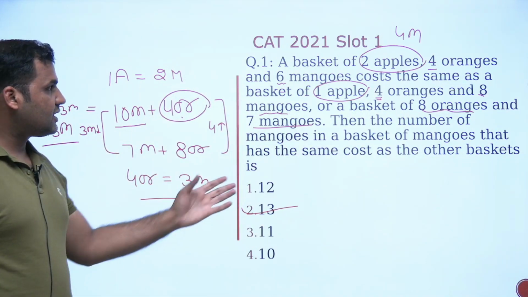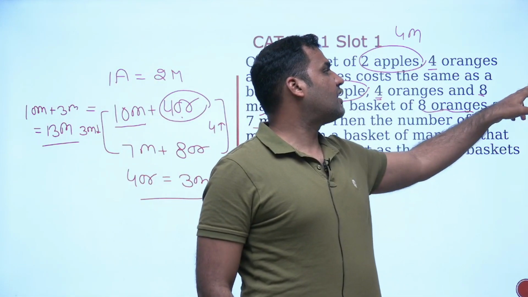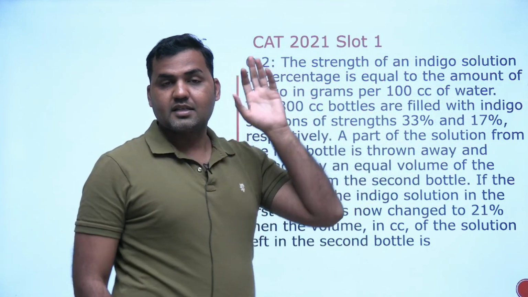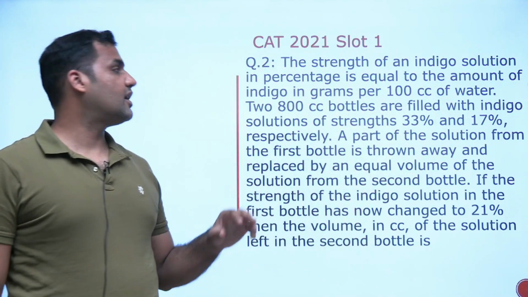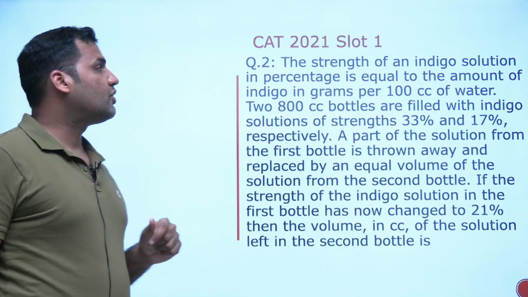Right? So this is the way to solve the question. Now you see that all the questions of CAT 2021, of arithmetic, of algebra, can be solved with basic common sense. Look at the next question of question number 2.